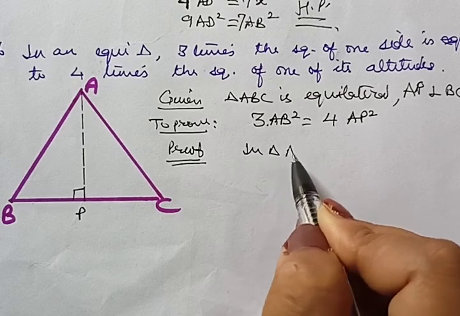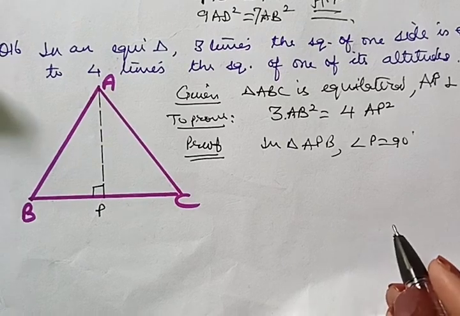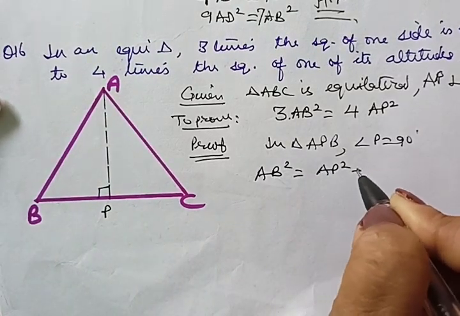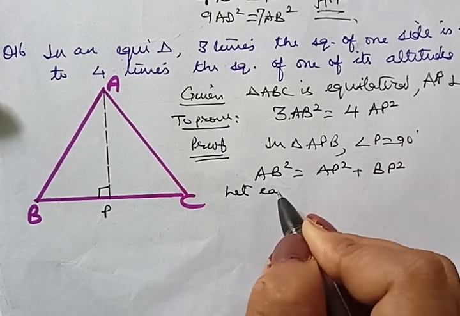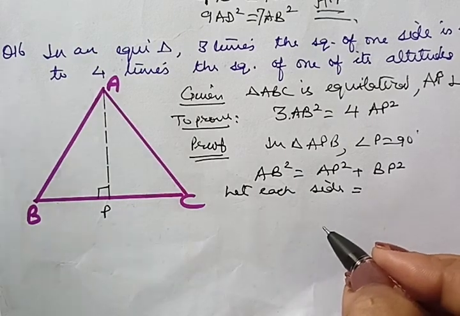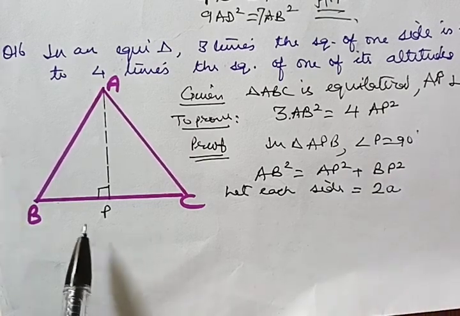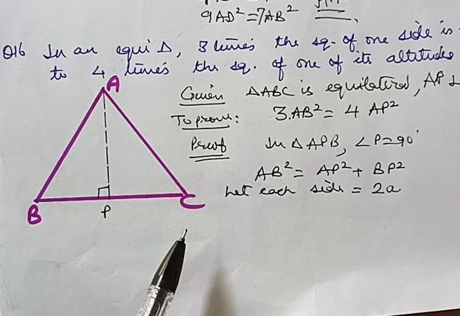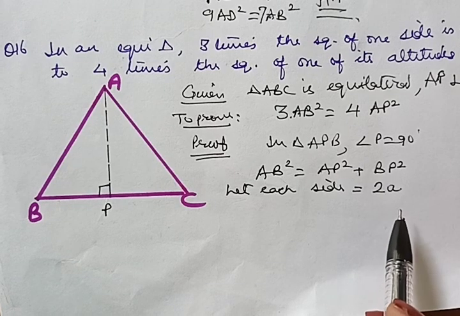So in triangle APB, since angle P is 90 degrees, for subjective you have to write all this, okay? So you get AB square is equal to AP square plus BP square, right? Now let each side is A. Let each side is A, or students, in equilateral triangle we sometimes also let each side is equal to 2A, because we know that here we have to use the half of BC, and to avoid denominator or fraction we can also let the side 2A. So I will tell you how to do with 2A, then you can do it with A also.